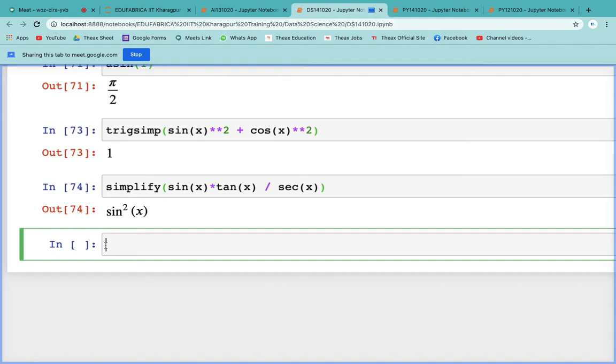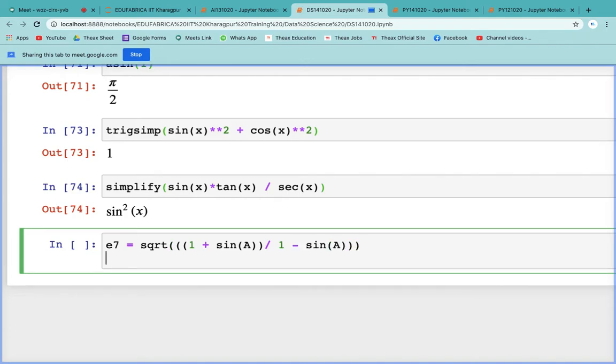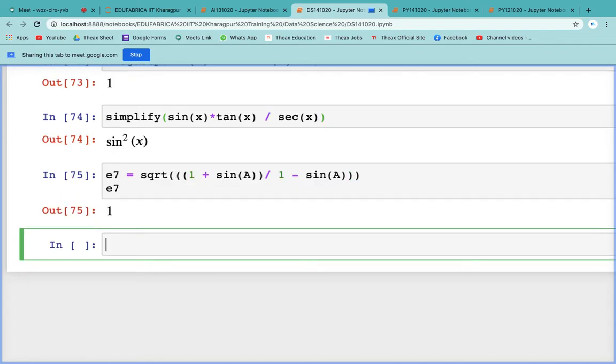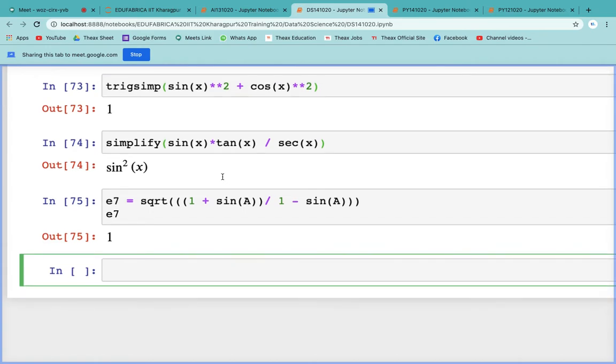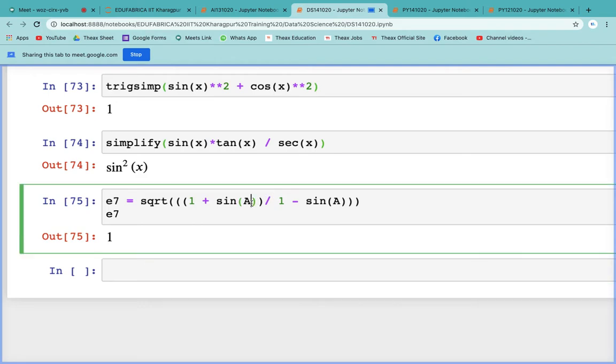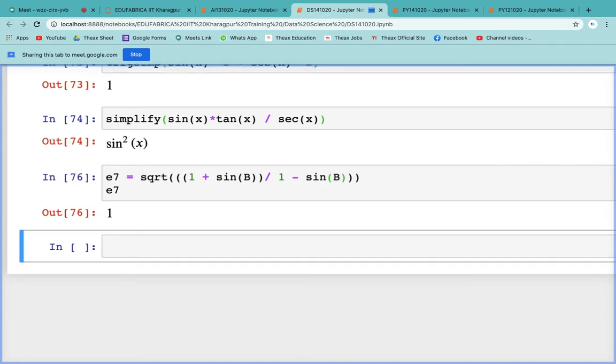Alright. If I say an equation E7, that is a very common question: square root of 1 plus sine a divided by 1 minus sine a. Very common question. I'm not going to get the results. 1 by sine a. Is a defined anywhere? Wait, we're getting the results. Square root of 1 plus sine.